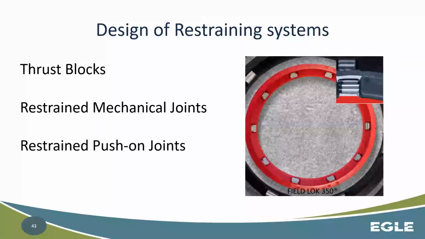Okay, so design of restraining system. Again, there are different methods that go along with this. There's maybe not necessarily just one right way, but there are wrong ways. Some of these aspects, again, thrust blocks, restrained mechanical joints, restrained push-on joints, depending on the situation, it can be adequate, or you might need to use multiple depending on the situation.